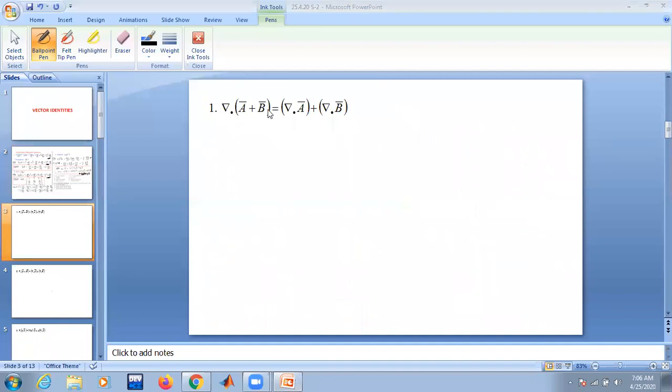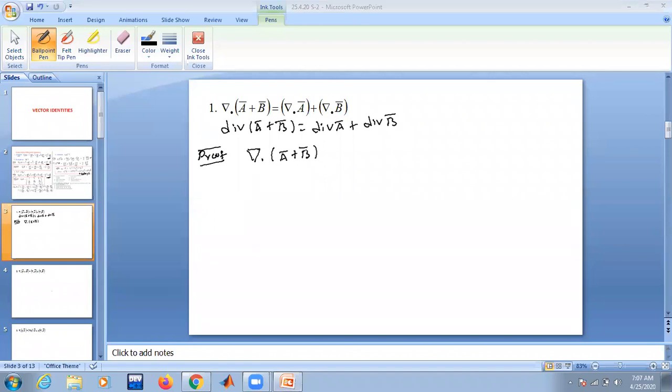So the first result says divergence of a bar plus b bar is divergence of a bar plus divergence of b bar. That means div of a bar plus b bar is equal to div a bar plus div b bar. We'll take almost all results this way: we'll take the LHS and show the RHS. So what is the divergence of a bar plus b bar?